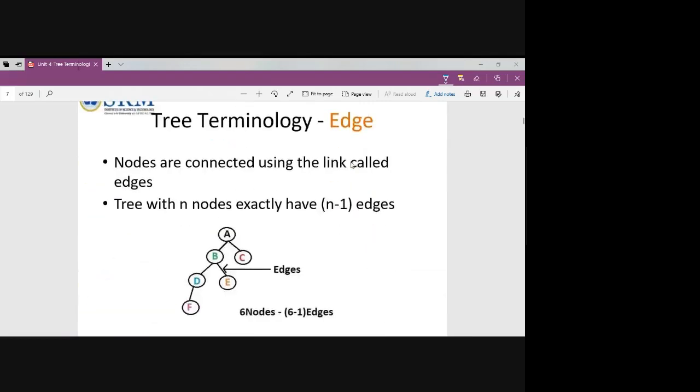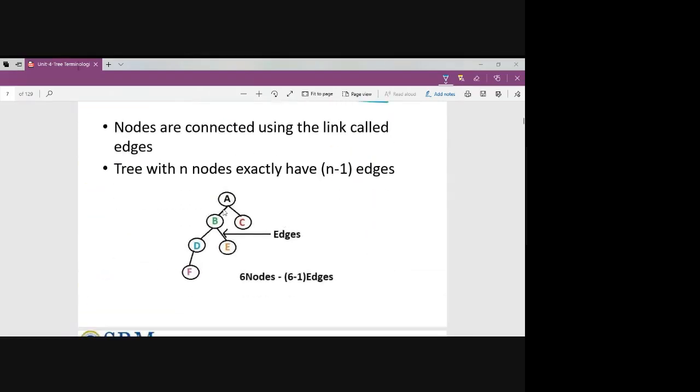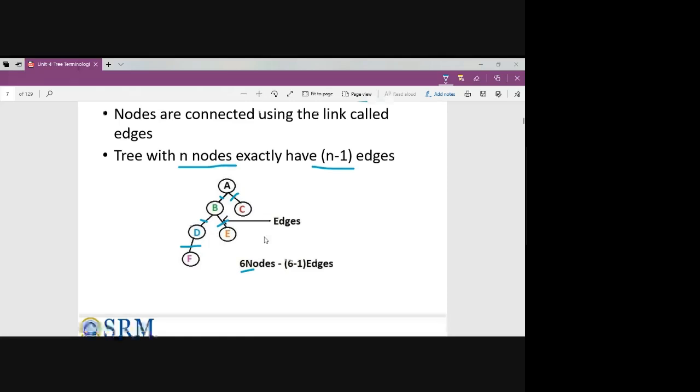And what is called an edge? Edge is the connectivity. So A to B and C. B has two children, D and E. D has F, one child. In general, if there are n nodes, then you will have n minus 1 edges. So a tree with n nodes will have n minus 1 edges. Here 1, 2, 3, 4, 5, 6 nodes are there. See my edges: this is an edge, this is an edge, 1, 2, 3, 4, 5 edges only. So a tree with 6 nodes has 5 edges.